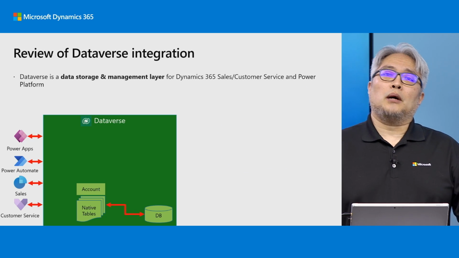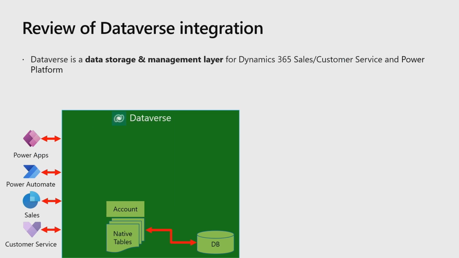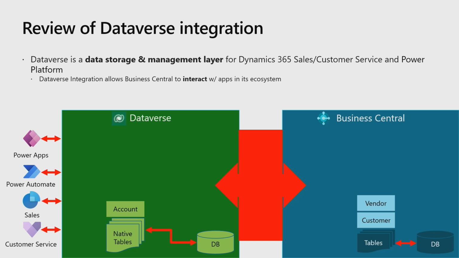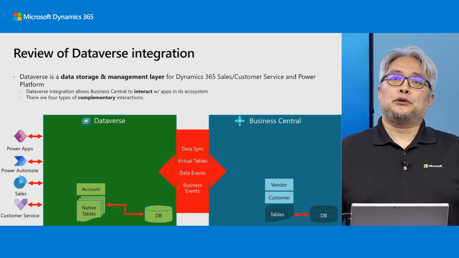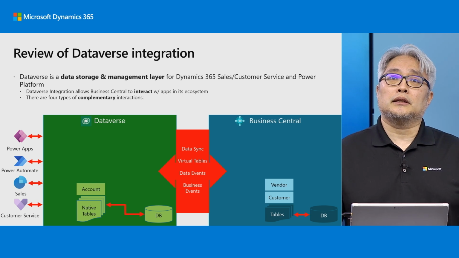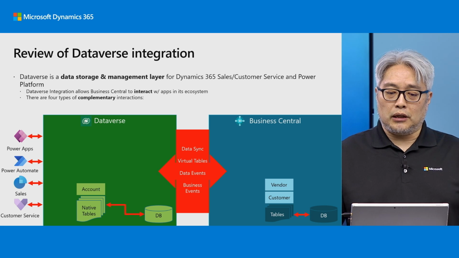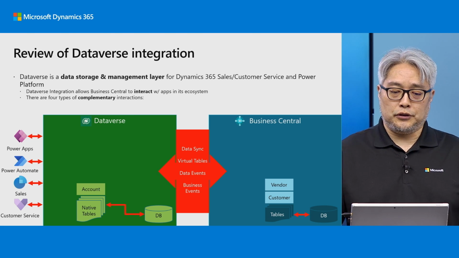Let's go to all types of interaction enabled by Dataverse integration. First, Dataverse is a data storage and management layer for Dynamics 365 Sales, Customer Service, Power Platform. Dataverse integration allows Business Central to interact with apps in the ecosystem, and there are 4 types of complementary interaction enabled by Dataverse integration. Those are data sync, virtual tables, data events, and business event. Let me go through each of these interactions and highlight the recent improvements and enhancements and future improvements and enhancements that will come in the future.